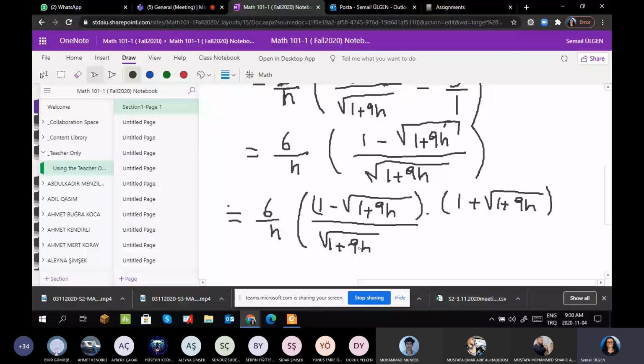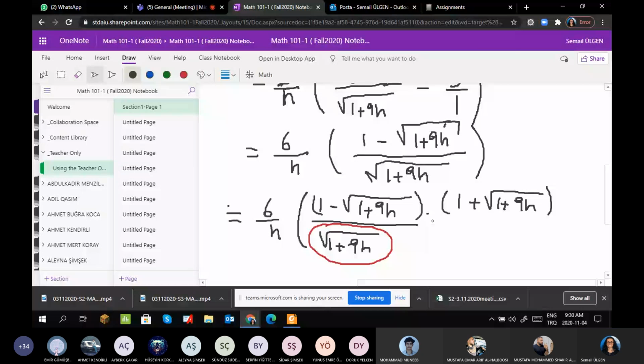I'm going to multiply with the same expression down here, square root of 1 plus 9h. If I plug in h equals 0 in the denominator for this expression, which I'm going to circle in red, I don't get any problem. So I want to let it be. I don't want to change anything about that. It is causing no problems for me for the limit. So I want to keep it there.